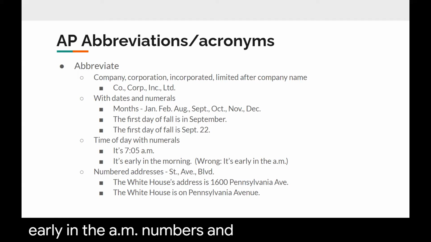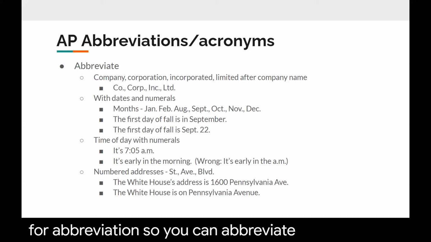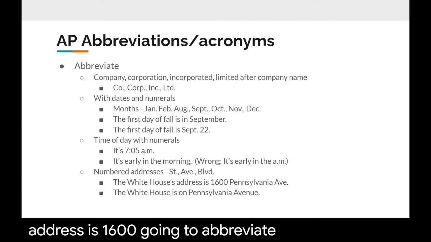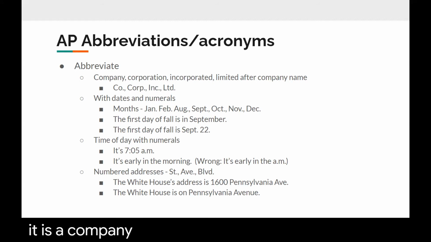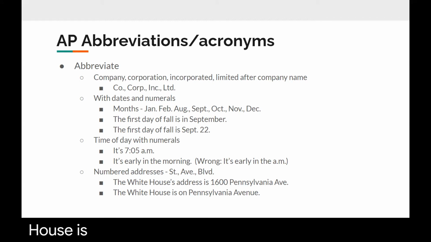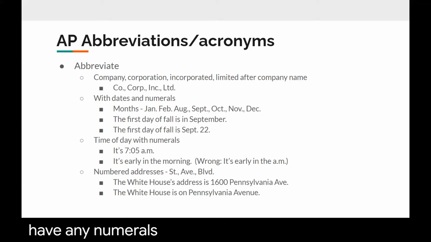Numbers and addresses also allow for abbreviation, so you can abbreviate street, avenue, boulevard. Here's an example. The White House's address is 1600 Pennsylvania Ave. In this case, we're going to abbreviate avenue because it is accompanied by the numbers 1600. The White House is on Pennsylvania Avenue, however, does not have any numerals in it, and so therefore we're going to spell out avenue.